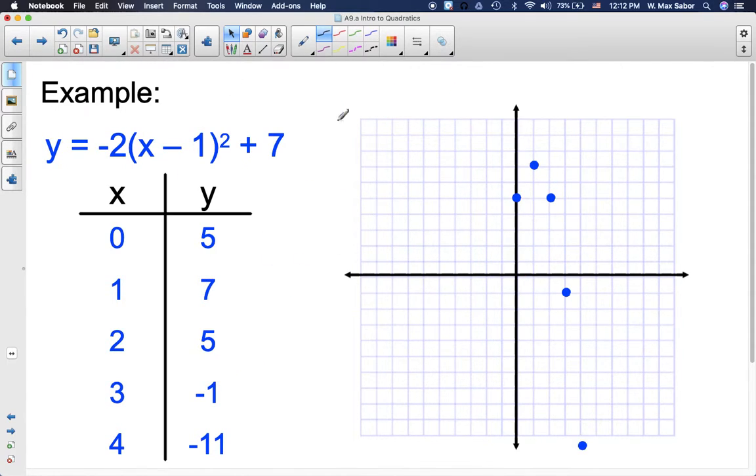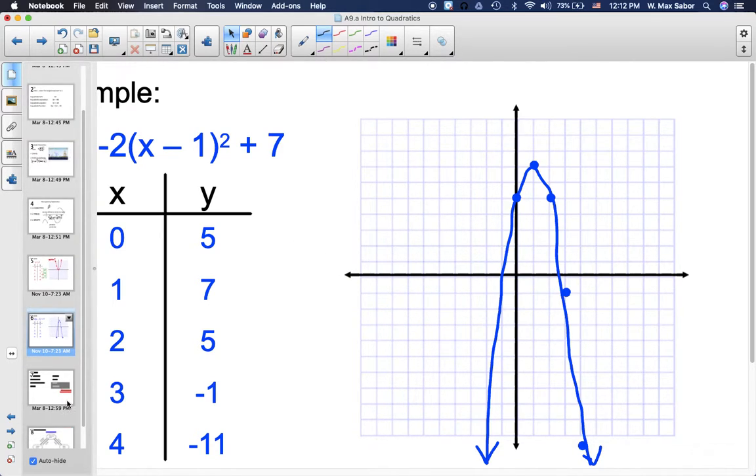Here's a different parabola. So negative 2 times x minus 1 squared plus 7. 0, 5 is here. Then 1, 7, 2, 5, 3, negative 1, and 4, negative 11. So here is part of that parabola. We could continue on the other side as well. Parabolas are symmetrical, and we will definitely be talking about the different pieces of a parabola.